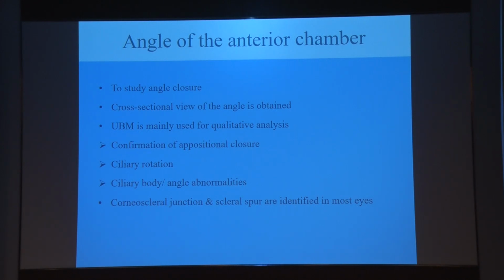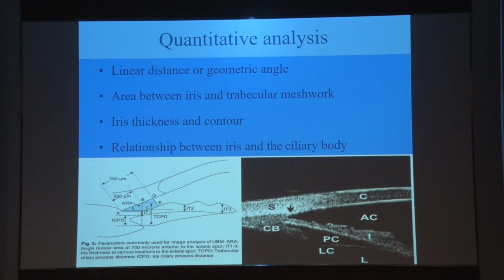UBM is mainly used for qualitative analysis, and for confirmation of appositional angle closure. Ciliary rotation can be seen, ciliary body and other abnormalities can be seen, and the corneoscleral junction and scleral spur are identified in most eyes. So let's have a look at this. That's the linear distance of the geometric angle that you see out here. The angle measurements that you can get are the area between the iris and the trabecular meshwork, iris thickness and contour, and the relationship between iris and ciliary body. And that's the normal angle that you see in the UBM.